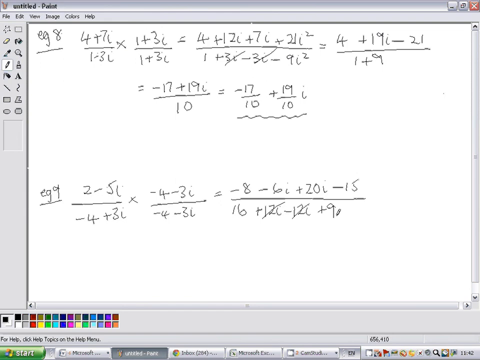So on the numerator, minus 8, take 15, so that's minus 23. Minus 6 add 20 is plus 14, so plus 14i. And then 16 add 9 is 25, and again we could write it as a fraction in each of the two components, the real and imaginary components, like that.